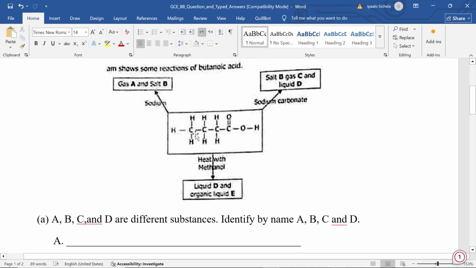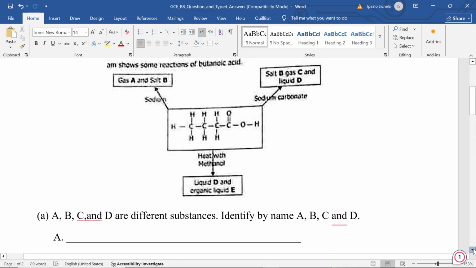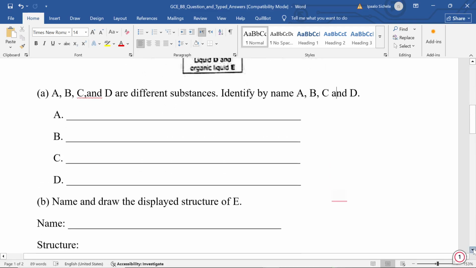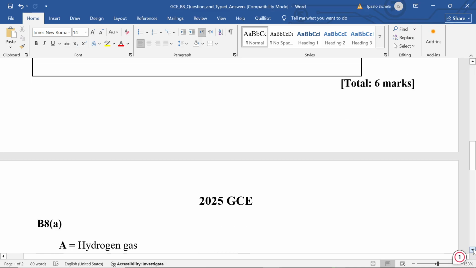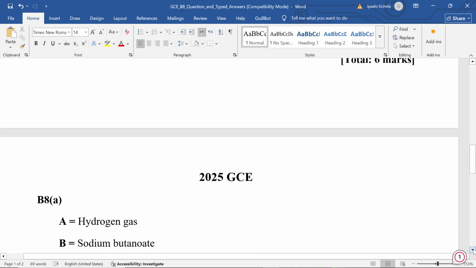Butanoic acid is an acid and sodium is a metal. If you remember, under acids and bases, when an acid reacts with a metal, what is formed is a salt and hydrogen gas. So gas A is hydrogen gas, salt B is sodium butanoate. So the answers are here: hydrogen gas, and B is sodium butanoate.